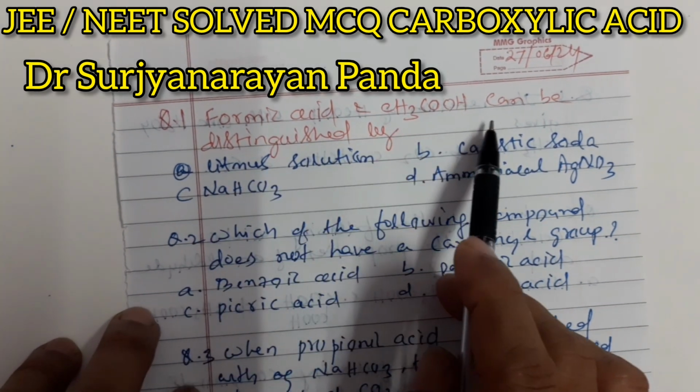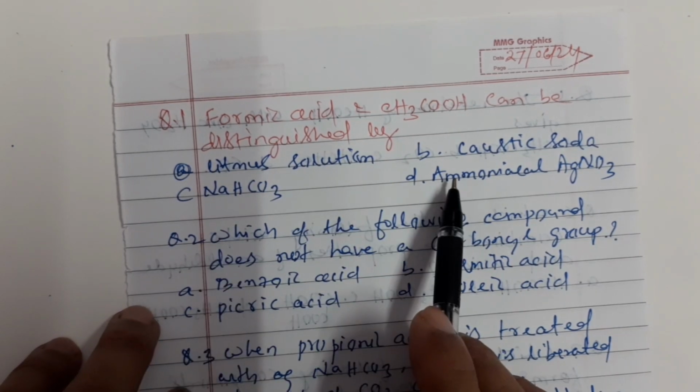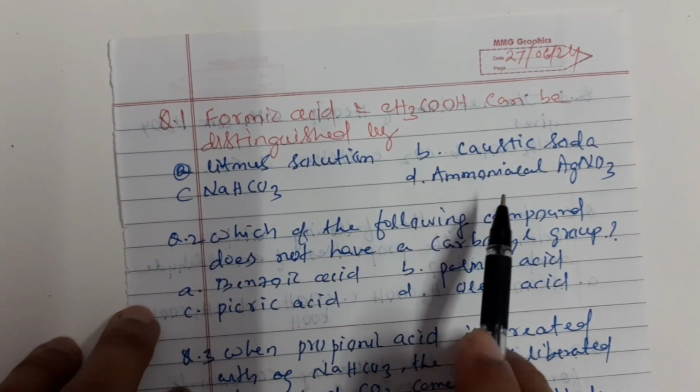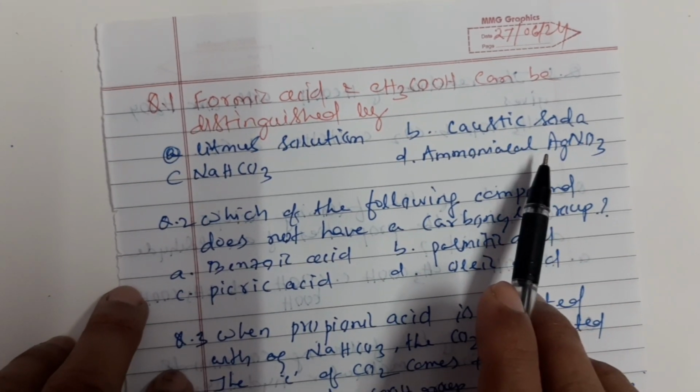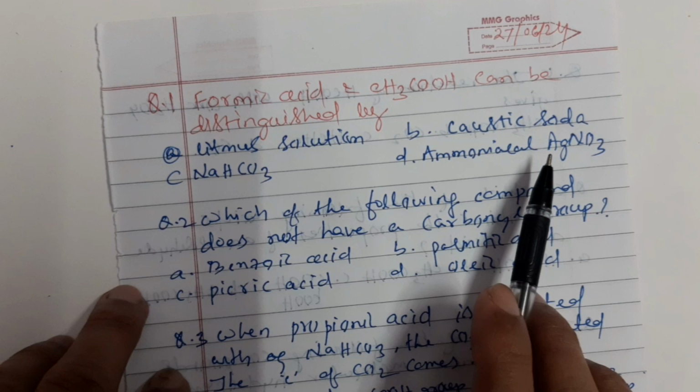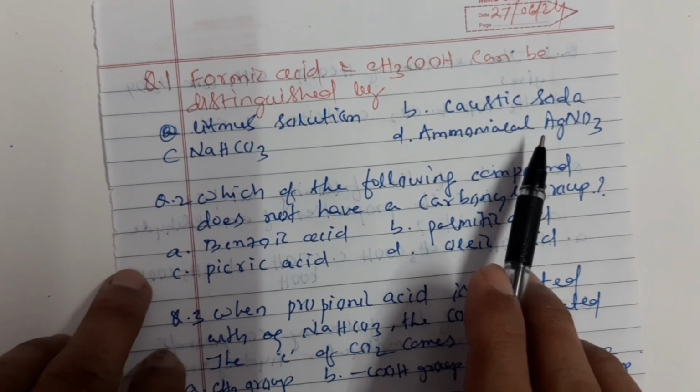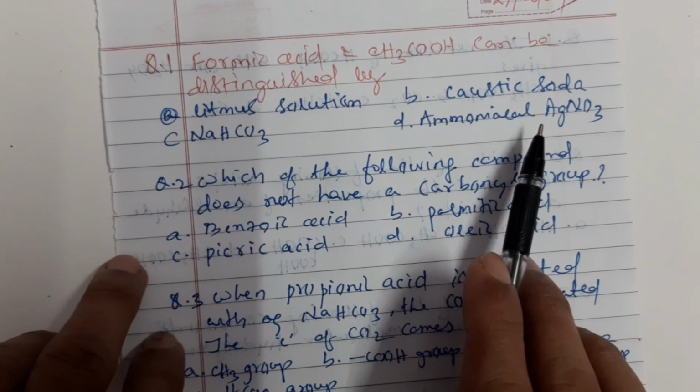Formic acid and acetic acid can be distinguished by, these are the choices. Okay, so what will be the answer? The answer is ammoniacal silver nitrate solution, that is known as Tollens' reagent. If you take Tollens' reagent, then what will happen? You will get the silver mirror test, which is not given by acetic acid. So formic acid gives the Tollens' reagent test, acetic acid does not.